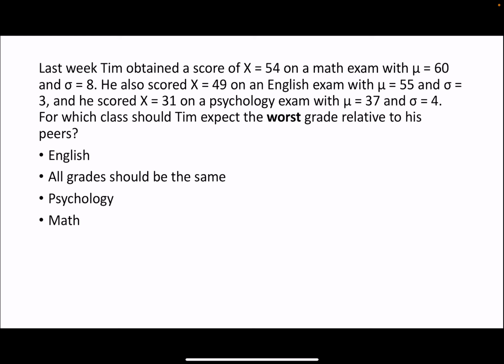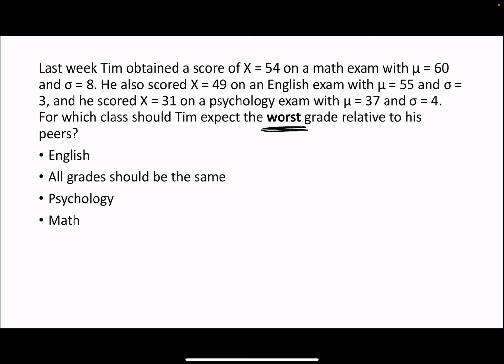Okay. So last week, Tim obtained a score of 54 on his math exam with a mean of 60 and a standard deviation of 8. He scored a 49 on his English exam with a mean of 55 and a standard deviation of 3. He scored a 31 on his psychology exam with a mean of 37 and a standard deviation of 4. For which class did Tim expect the worst grade?